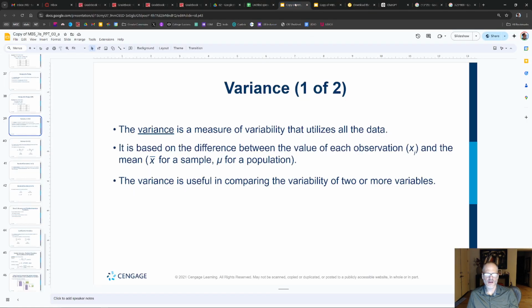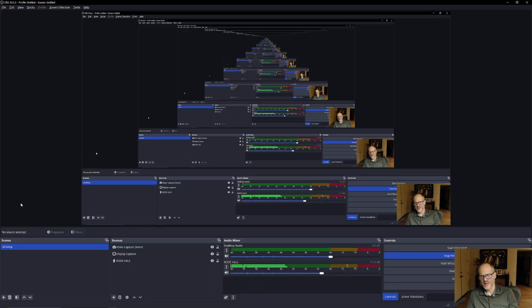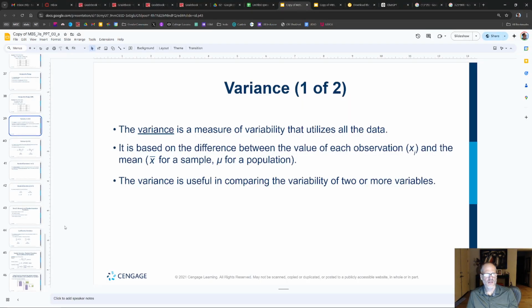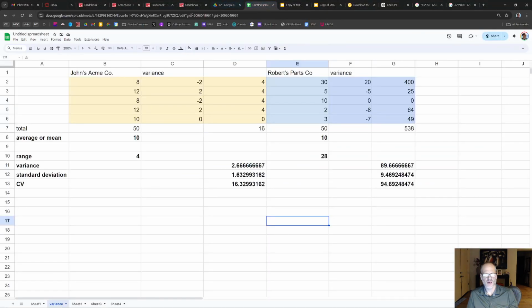So if we come back here and look at these slides now, we'll go through and see how they're explained. I'm just going to check to make sure my video is still recording, and we're looking good there. So the variance is a measure of variability that utilizes all the data. It is based on the difference between the value of each observation and the mean. So, you know, this minus that, or the mean minus this.